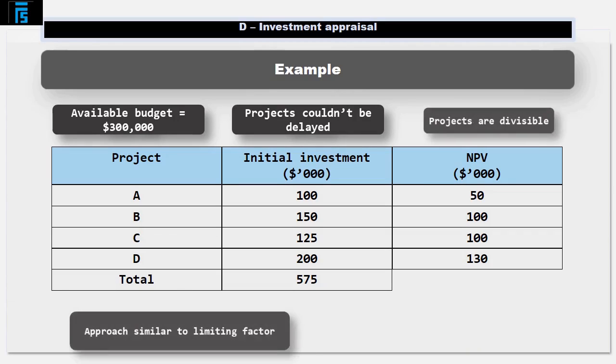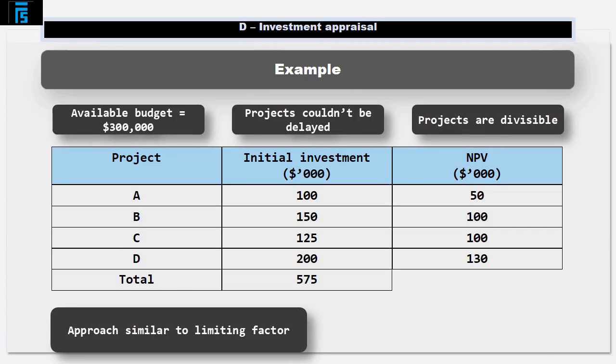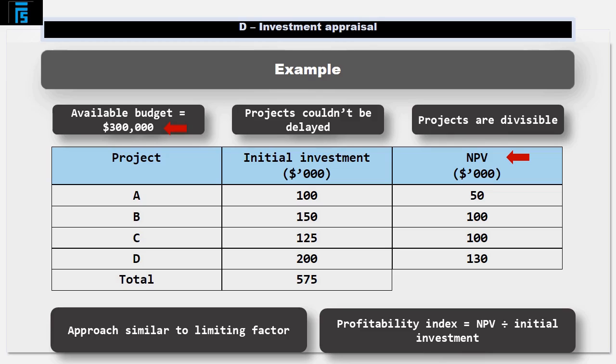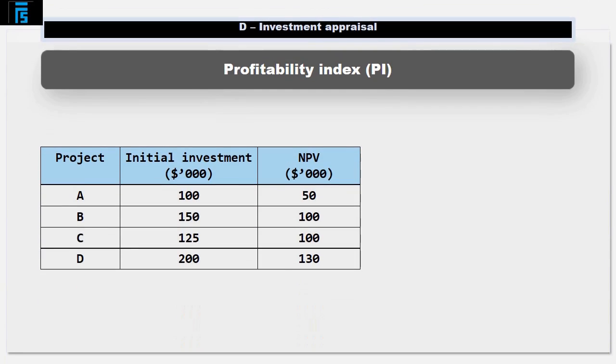Suppose in our example the projects are divisible. The approach we take to solving this problem is very similar to limiting factors that you may recall from earlier studies. We want to direct our investment, when we have limited capital available, to ensure that we maximise the NPV per dollar invested. So our key calculation is to divide the NPV by the initial investment, sometimes known as the profitability index, to help us rank our projects from most favourable to least favourable.